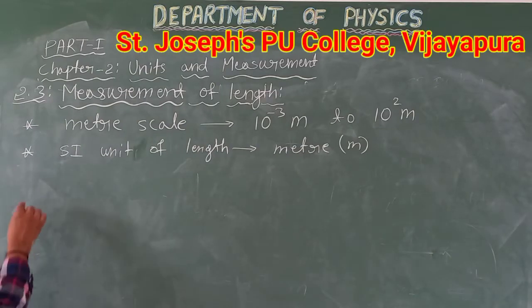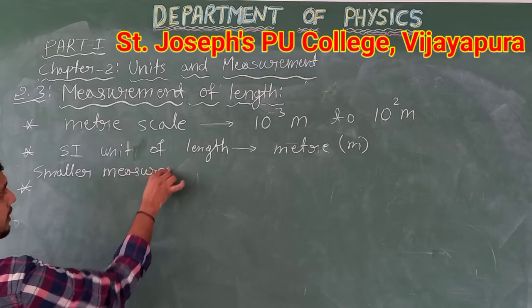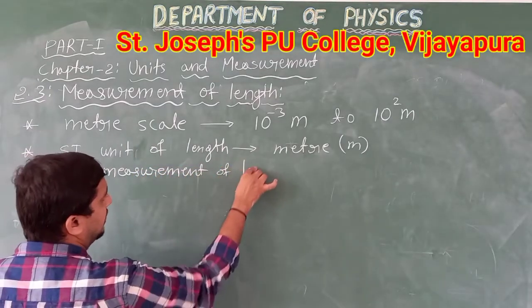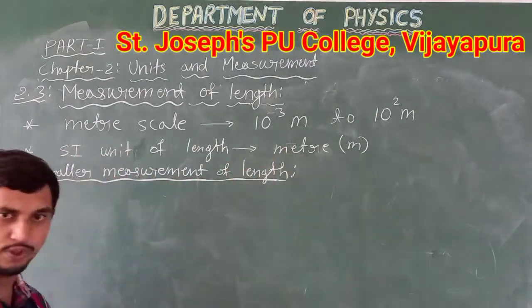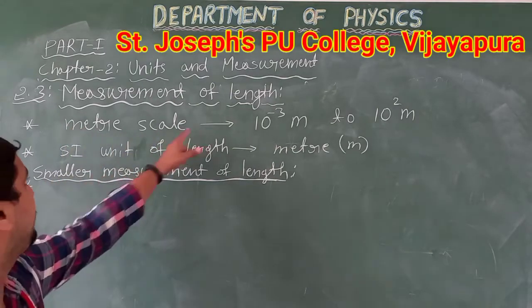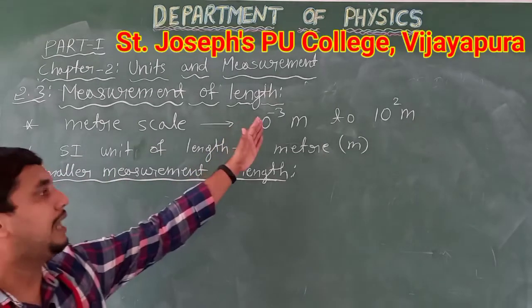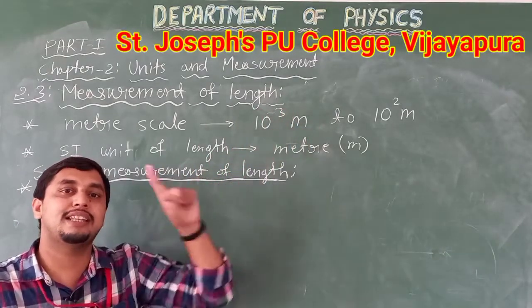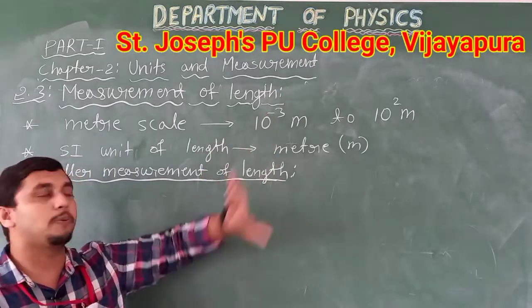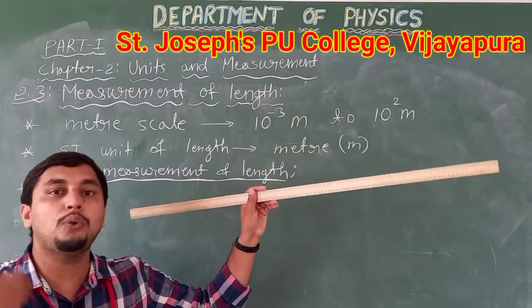And we will see some other direct method for a measurement of length, particularly for a smaller measurement of length. This is the common measurement, that is, the device is meter scale. Now we will see the smaller measurement of length. That means, if the length is lesser than 10 to the power of minus 3 meter, lesser than 1 millimeter, that means it is not possible to measure by using this meter scale. What we have to do?